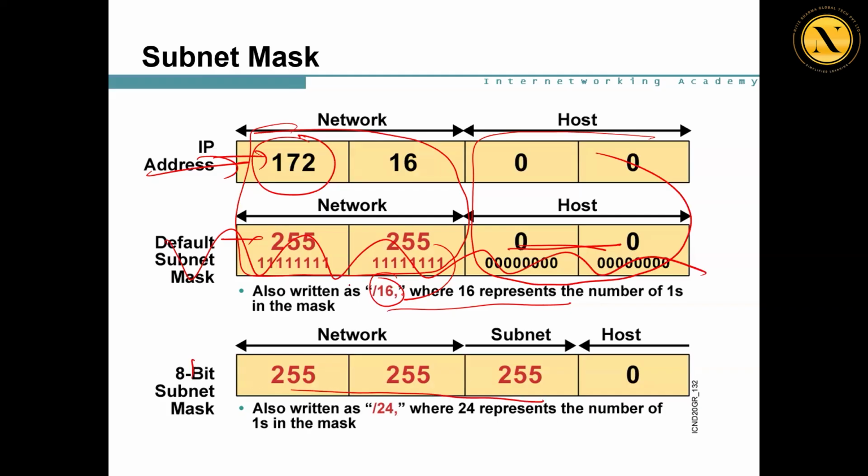Because this is class B, the first two octets now go in the network portion as before, but now this one comes in the subnet portion, and this one remains in the host portion. Which can also be written as /24. So this is the subnet mask. This you can call the prefix mask, right? Almost the same thing, nothing to worry.